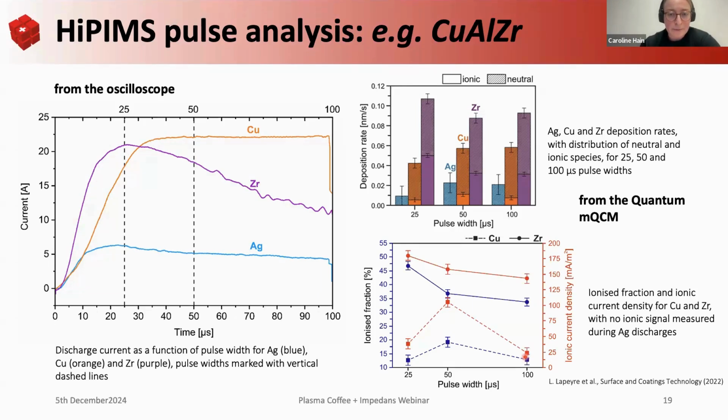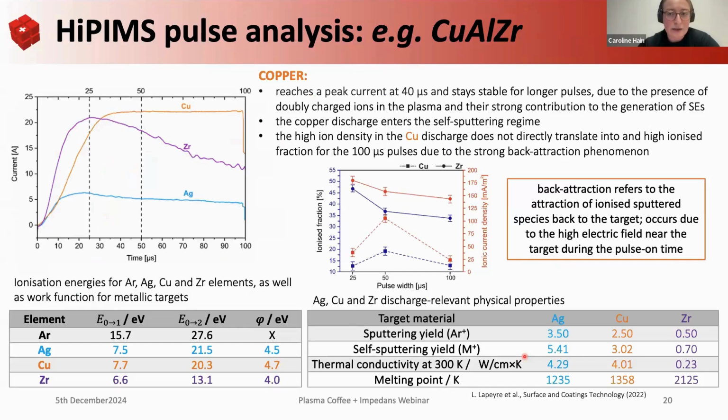So I will put in one example on copper: how can we characterize this behavior? For more details, I have backup slides in case there are some questions later, or you can also check out the paper. So if we look at copper, it reaches a peak current around 40 microseconds. And then once we increase the pulse width, it stays stable, unlike the other ones.